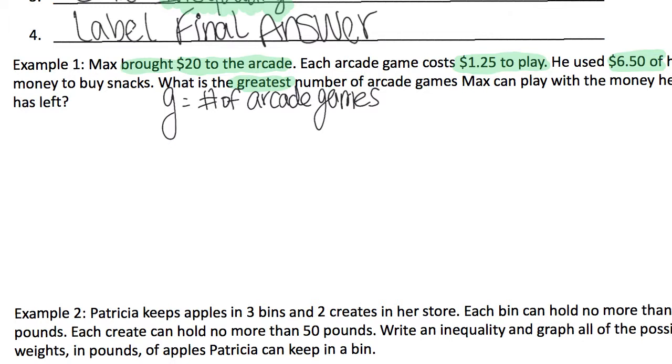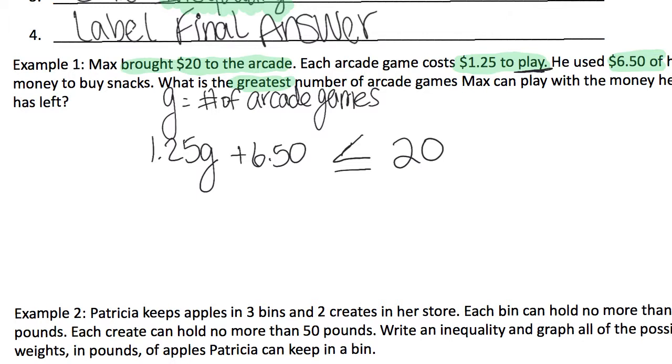So we're saying he brought $20, so he can use at most $20. He can't go over 20. So everything that he spends has to be less than or equal to $20. And it's $1.25 to play each game, so it's $1.25 G. And he spent $6.50 on snacks. So that's going to be our inequality. Then we just solve for G.